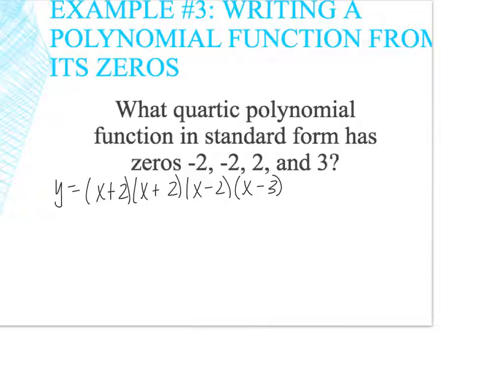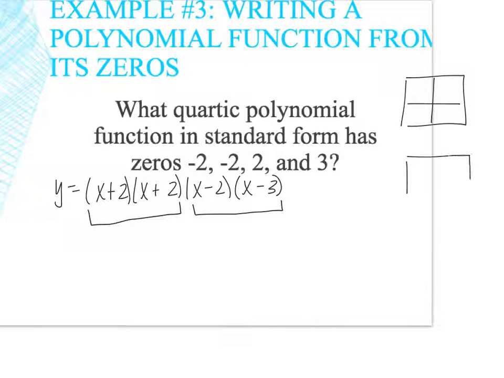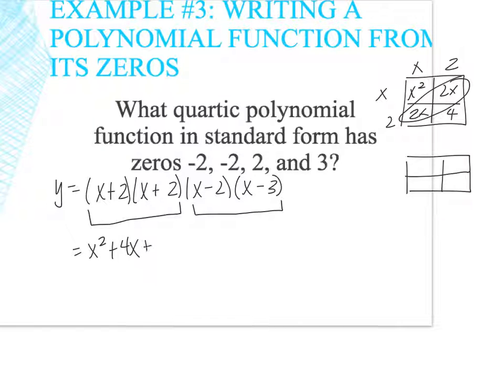All right, so if we multiply, I'm actually going to group these in twos, group that one and group that one. I'm going to choose to do the box method to make it a little bit neater for us. So that'll be x and 2, that's going to be x squared, 2x, and 4. So if I combine those like terms, this first part here is going to be x squared plus 4x plus 4. That's still being multiplied.